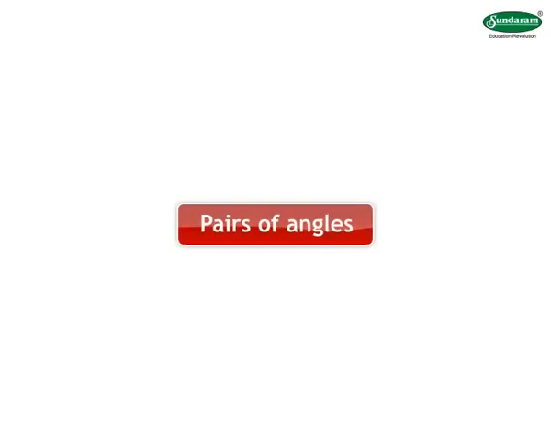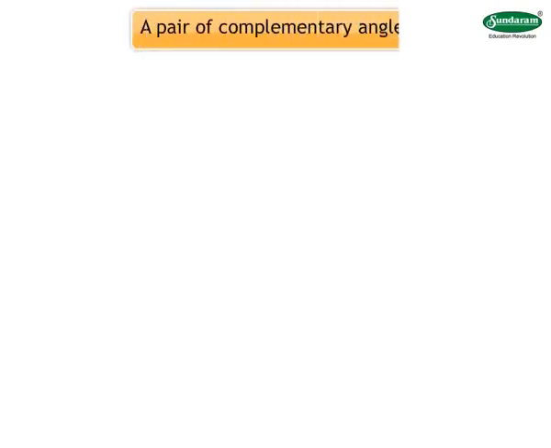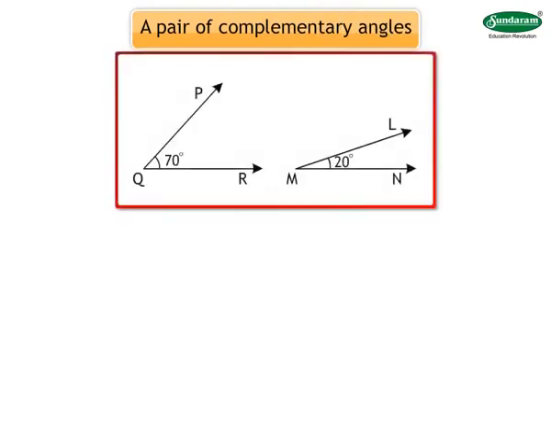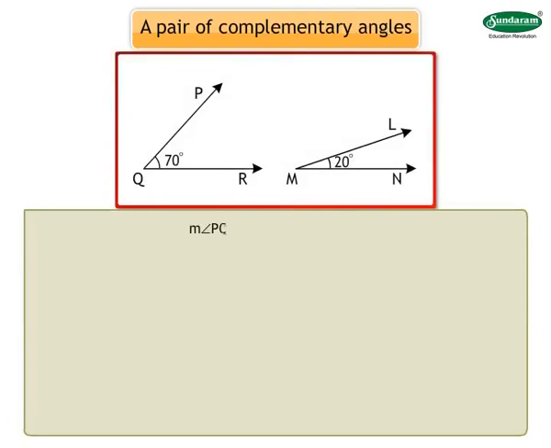Let us study about such pairs of angles. Let us begin with a pair of complementary angles. Look at the figures on the screen. Here, measure of angle PQR is 70 degrees and measure of angle LMN is 20 degrees. When we add the measures of these two angles, that is 70 degrees and 20 degrees, we get 90 degrees.